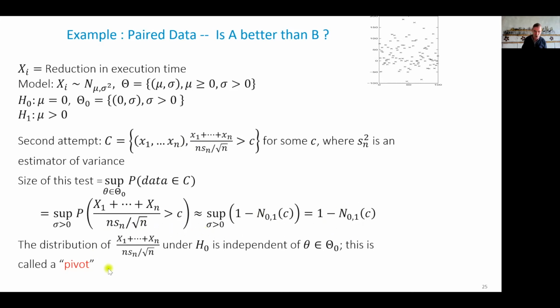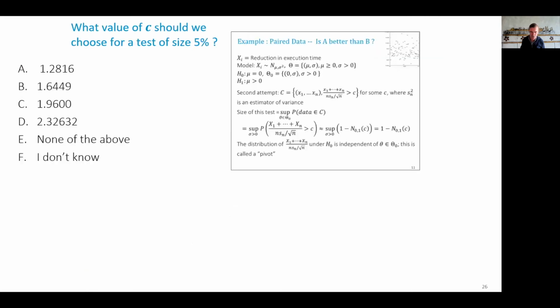So what we have done here is found what we call a pivot. A pivot is a statistic, something that is built from the data. We have the x, that's the data. The x appears also in the Sn, which is hidden, but Sn depends on the data here. But at least approximately, when n is large, the distribution of this is independent of theta here. And because it's independent, I can compute the size of this test.